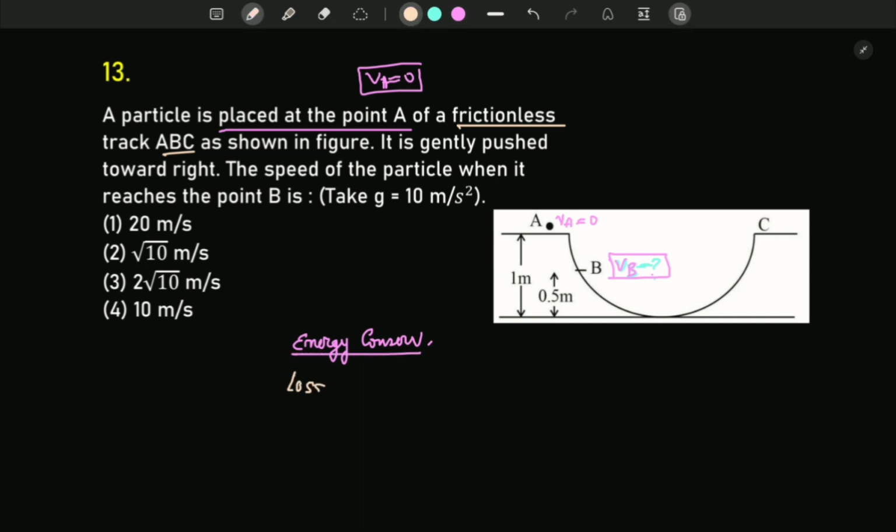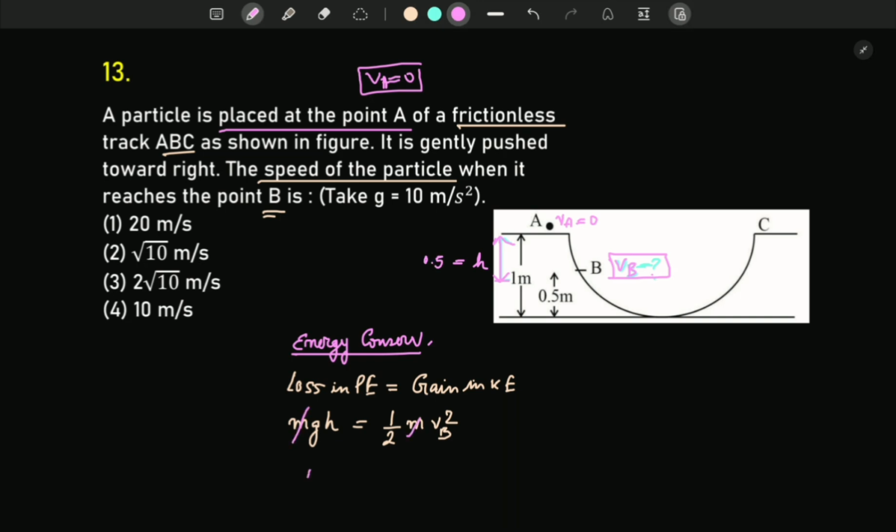So I will write loss in potential energy equals gain in kinetic energy, to find the speed of this particle at point B. Now mgh, this is the height lost, equals half mv square, the gain in kinetic energy, and it is vb square. Now what is height h? This one is the height h, and this height h is equal to 0.5 meter because 1 meter minus 0.5 meter. So m gets cancelled. I am left with 2gh equals vb square.